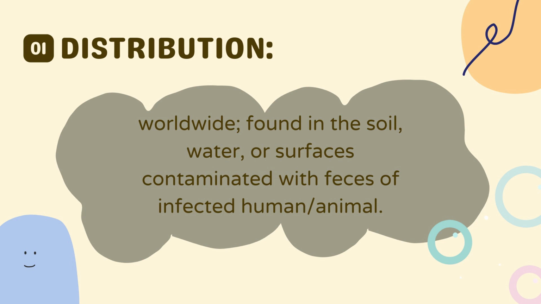Okay, so let's talk about the distribution of Giardia lamblia. It is found worldwide in the soil, water, or surfaces contaminated with the feces of infected humans or animals. So Giardia lamblia is found worldwide, especially in areas with poor sanitation and unsafe water sources. It can be transmitted through contaminated water and food.